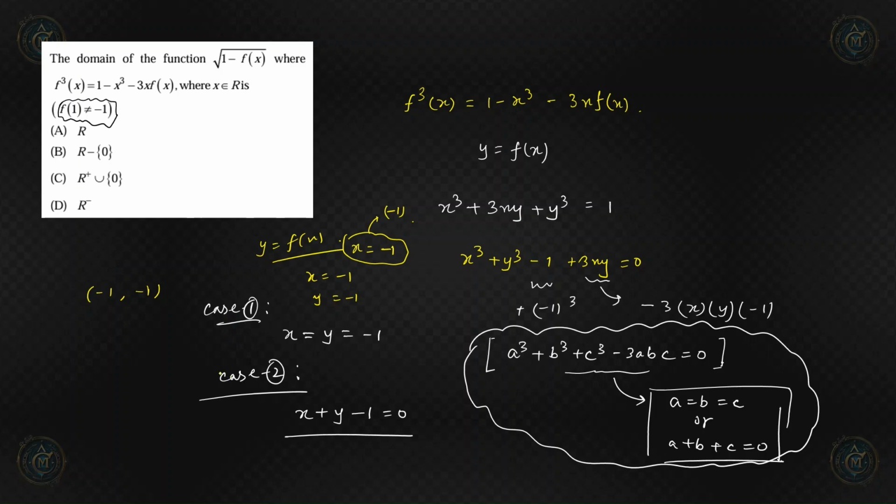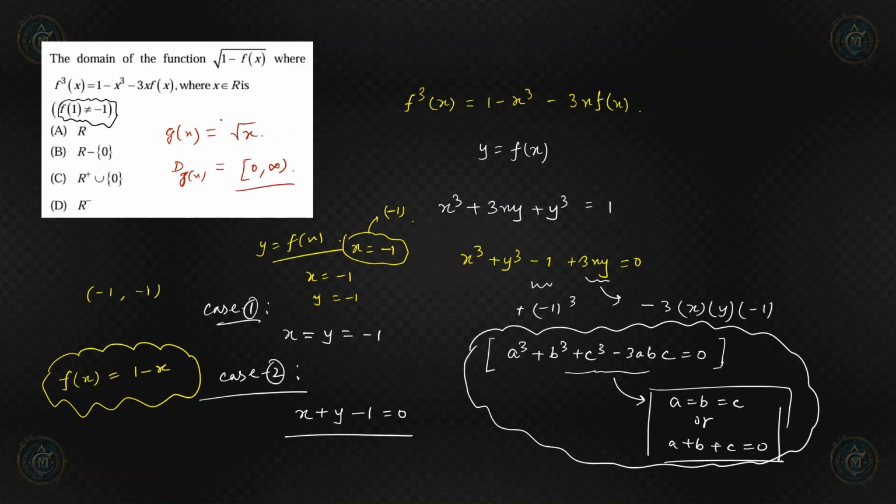Okay, we have to take case 2. That means we got f(x) equal to 1 minus x. So our domain of the function, this g(x) let's say, so g(x) is under root 1 minus f(x), that means under root x. The domain of g(x) will be simply closed 0 to open infinity. So what will be our correct option here? R plus union 0.